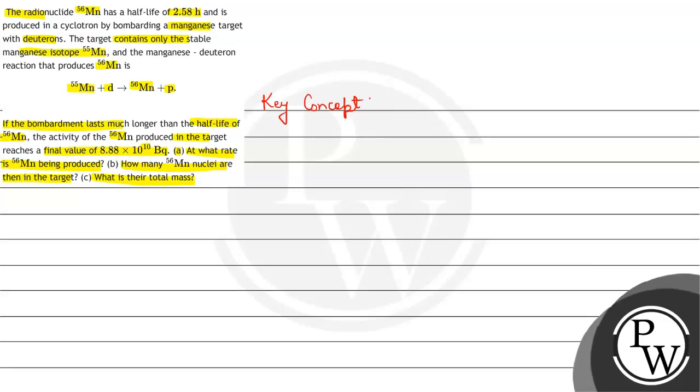So what is the key concept behind this question? It is the concept of half-life. Half-life is the time period after which the content of the radioactive material becomes half of its original amount. It is denoted by T half and is given by the formula natural log of 2 over lambda. Here lambda is the decay constant.